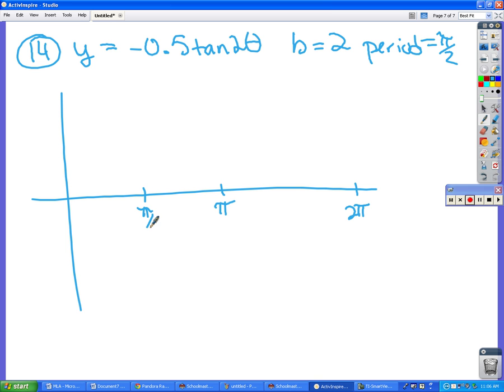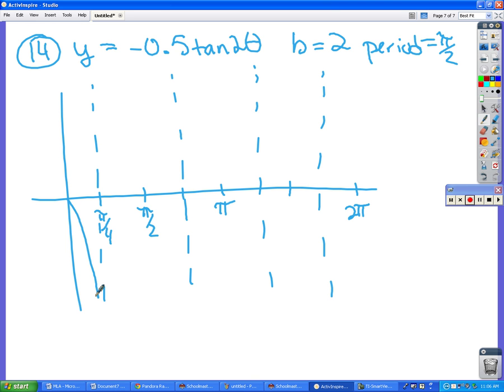So here's pi over 2. There's pi over 4. So there's an asymptote. There's going to be another one there. There's going to be another one here. Another one. And this one's going down also instead of up.